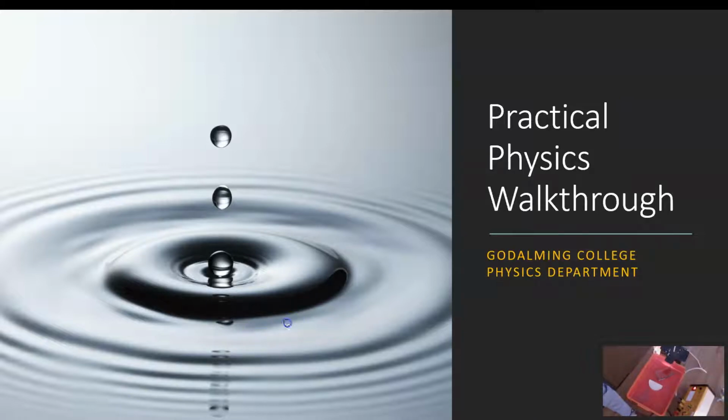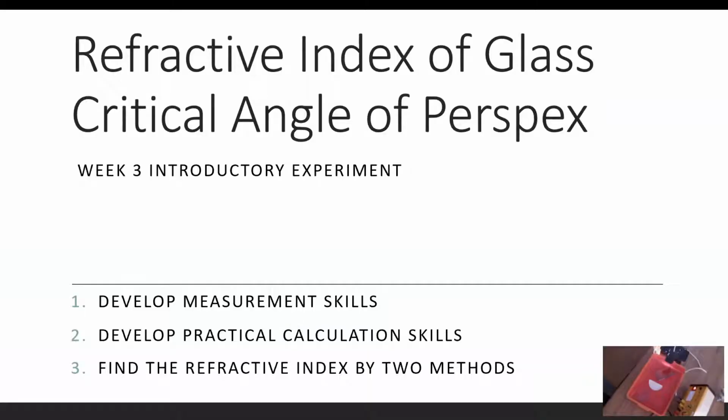We are going to be looking today at the refractive index of glass and also the critical angle of Perspex, effectively looking to study how light enters and exits objects. You'll cover this in class through Snell's law, but today, week 3 introductory experiment, is really about developing some of those measurement skills. A little bit of practical calculations involved. We'll start to think about how to minimise our uncertainties.